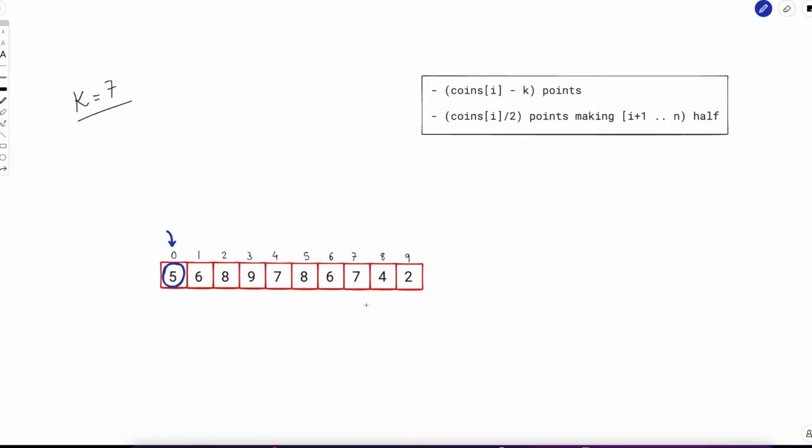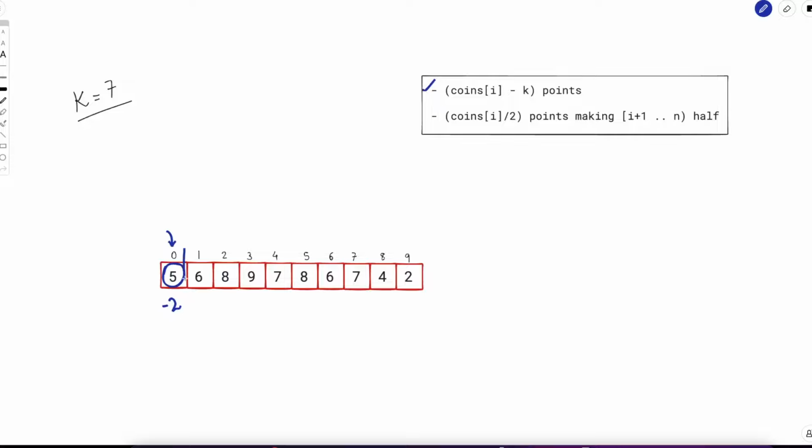So let's take both the approaches. Let's say we choose to go with the first point collection mechanism for the 0th index. So we will get 5 minus 7, which is minus 2 points here. Basically our points are reduced by 2.